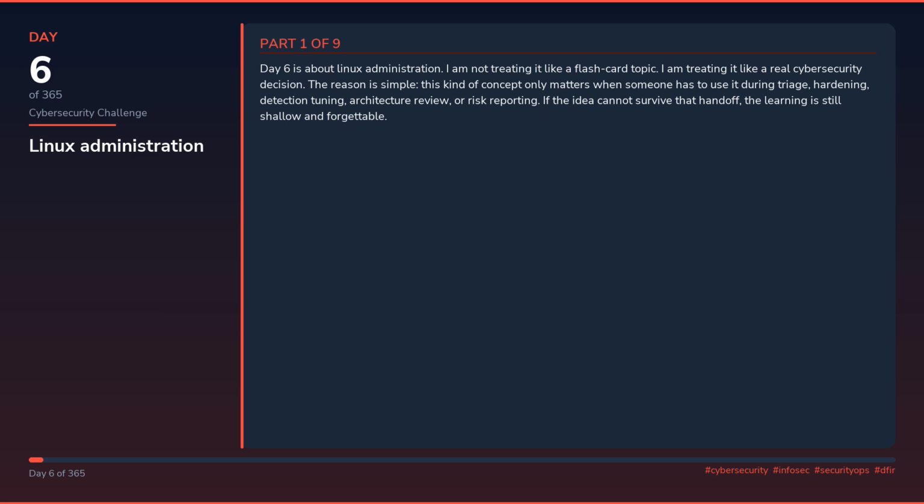Day 6 is about Linux administration. I am not treating it like a flashcard topic. I am treating it like a real cybersecurity decision. The reason is simple: this kind of concept only matters when someone has to use it during triage, hardening, detection tuning, architecture review, or risk reporting. If the idea cannot survive that handoff, the learning is still shallow and forgettable.